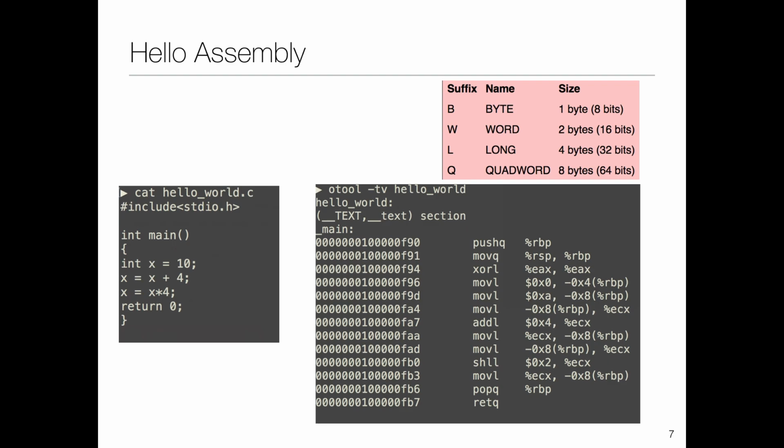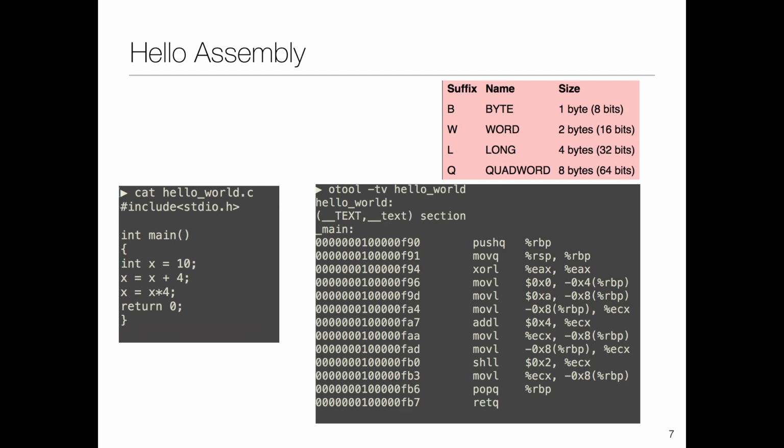x has not yet become x plus 4; ECX has become x plus 4. Then you move the content of ECX to RBP minus 8. RBP minus 8 is the reference for x, so now x becomes x plus 4. This is the interesting bit. These are some of the optimizations which the compiler makes.